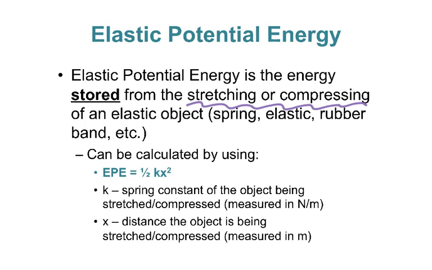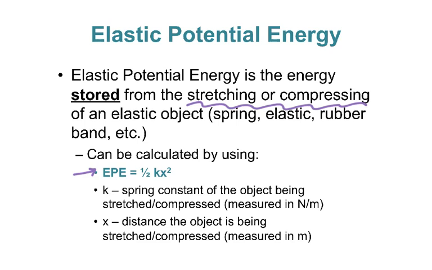We can calculate elastic potential energy. To calculate it, we're going to use this formula. K is called the spring constant, and that usually is going to be a given number. They're just going to tell you the spring constant of the spring or the rubber band is some number. And then X can be either the compression distance or the stretch distance. And again, that's something the problem will tell you.